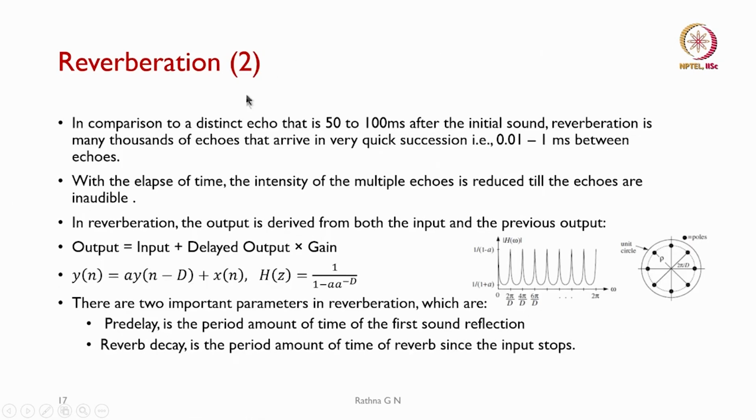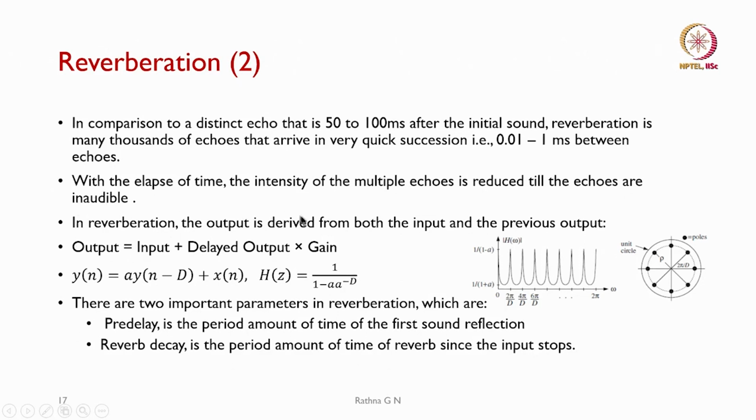So, in comparison to distinct echo, which is 50 to 100 milliseconds after the initial sound, reverberation is many thousands of echoes that arrive in very quick succession, that is 0.01 to 1 millisecond between echoes. So, with the elapse of time, the intensity of the multiple echoes is reduced till the echoes are inaudible.